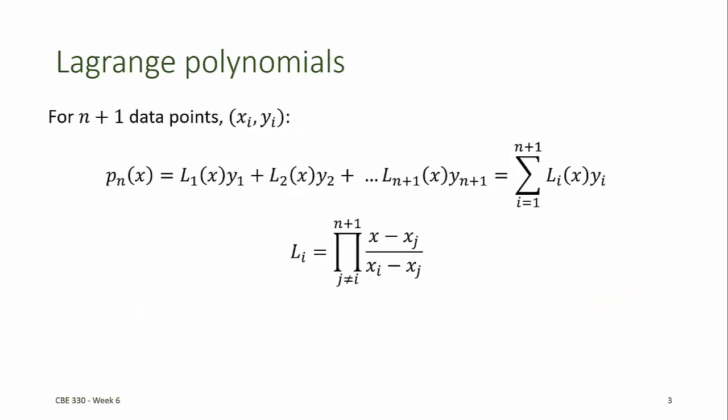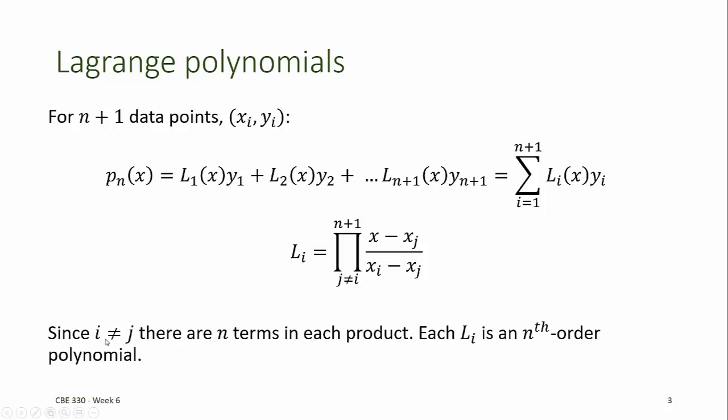The Lagrange interpolating polynomial is calculated by finding n plus 1 polynomials L sub i associated with each of the data points y1, y2 through y sub n plus 1, and then summing those polynomials. Here, the capital Pi indicates taking a product over these terms. In this product, since i is not equal to j, there are n terms in each product. So each of the L sub i ends up being an nth order polynomial.